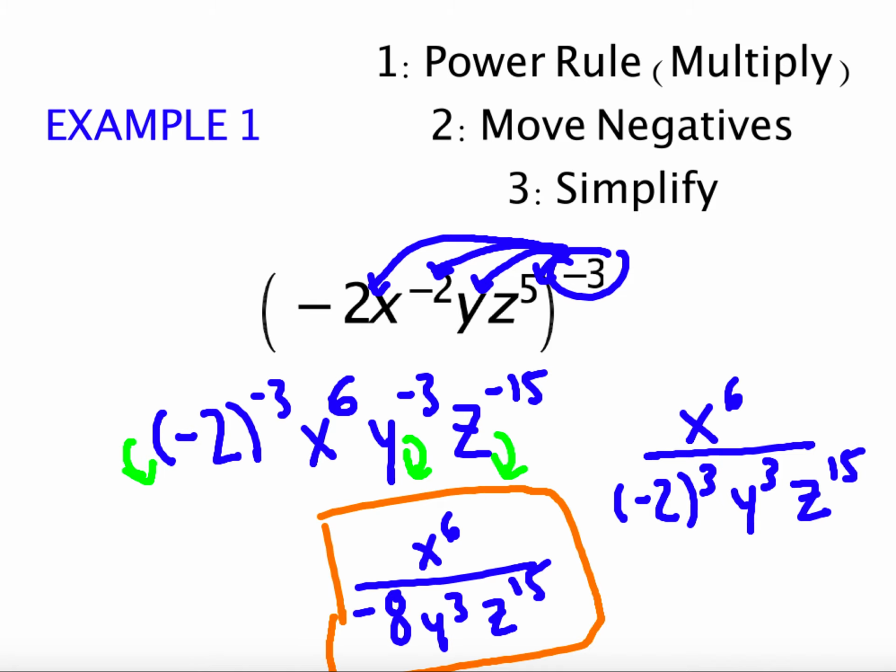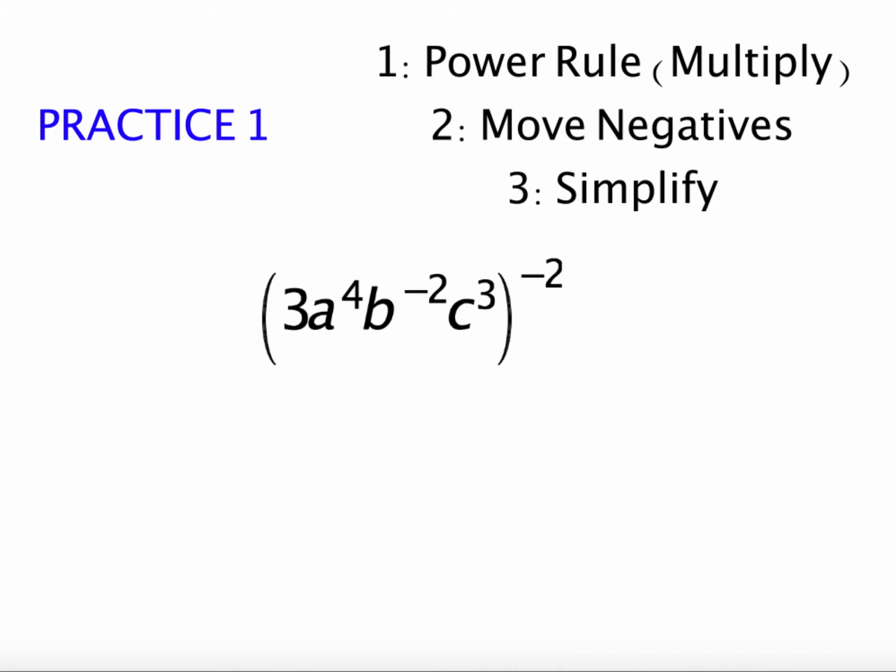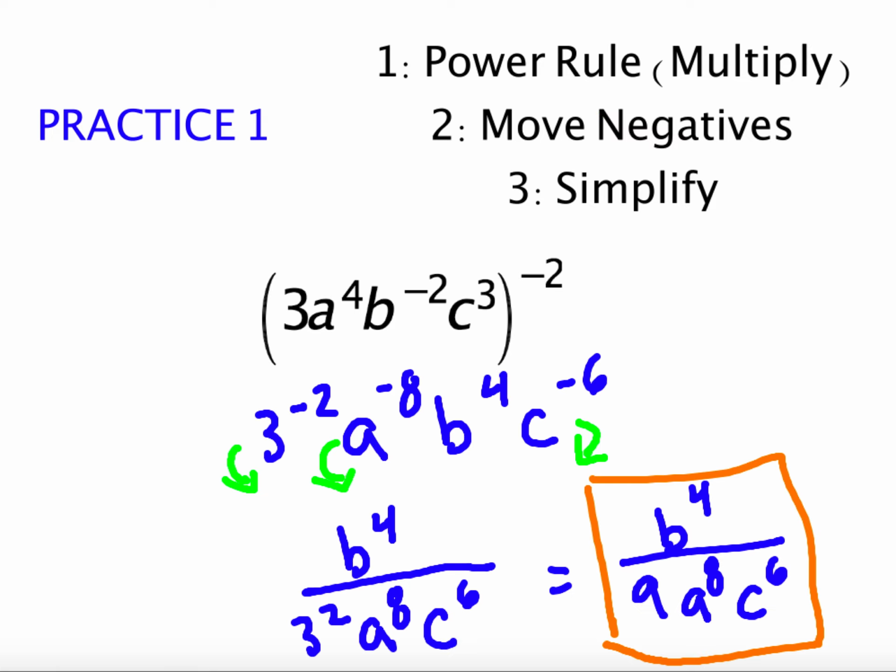Now you are going to, on your paper in the box that says practice 1, copy this expression, parentheses 3, a to the 4th, b to the negative 2, c to the 3rd, all of that raised to the negative 2 power. Press pause and come back to check your answer. Final answer, b to the 4th divided by 9, a to the 8th, c to the 6th.